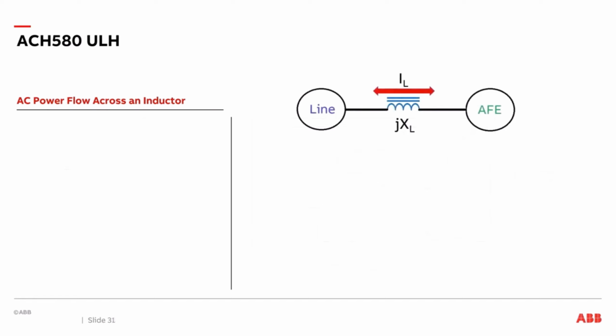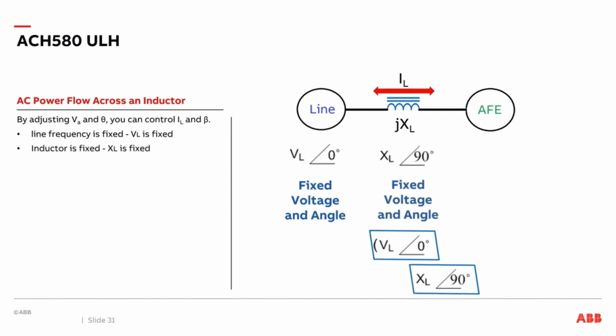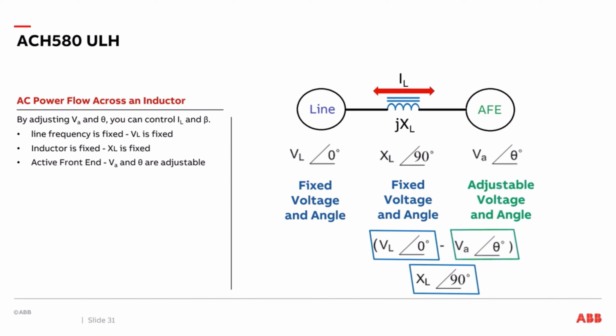So AC power across an inductor: by adjusting the voltage and the phase angle, you can control the current and the phase angle, beta. So we have a fixed voltage and a fixed phase angle. That is the line. The inductor is fixed. The inductor creates a 90-degree phase angle between voltage and current, and that's between the AFE and the line. The active front end is adjustable. We can adjust the voltage and adjust the current phase angle of the active front end.